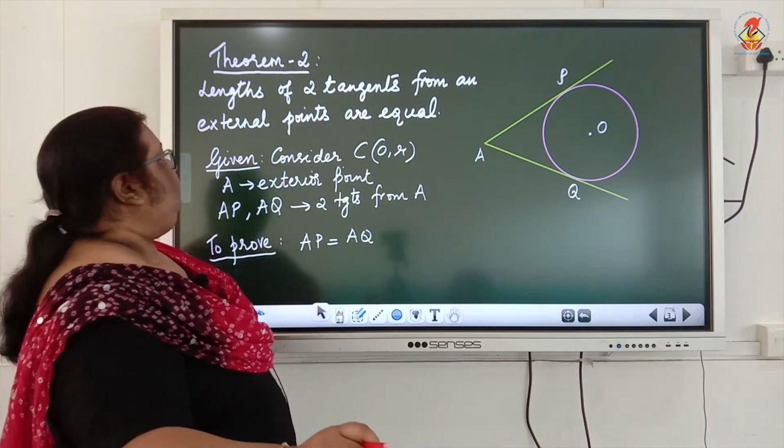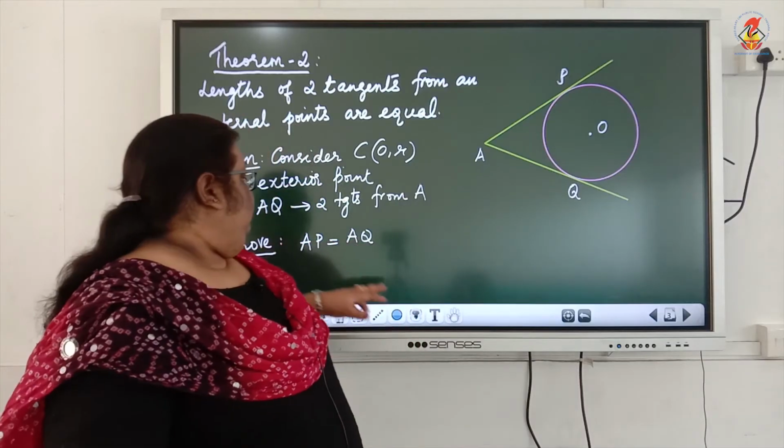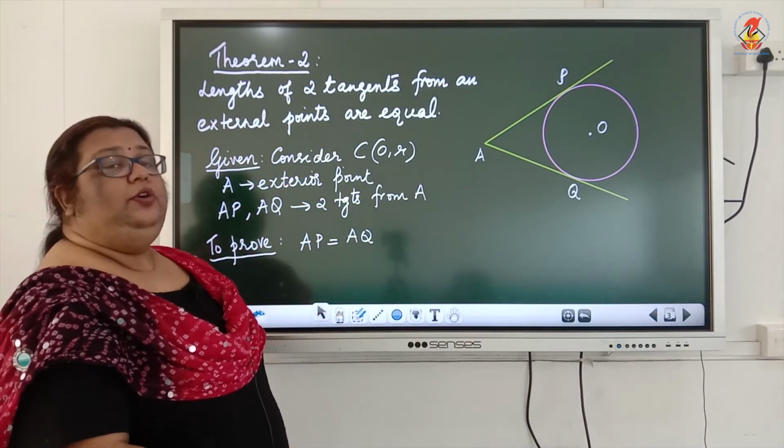Second theorem: the lengths of the two tangents from an external point are equal. So there is a circle given here with center O and radius r. Then there is a point A outside, an external point, or exterior point. From A to the circle, two tangents are drawn. What are the names of those two tangents? AP and AQ. You need to prove that AP is equal to AQ.